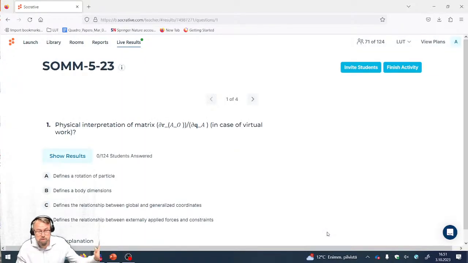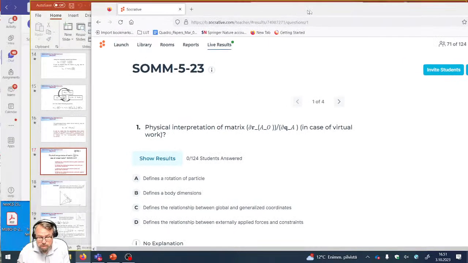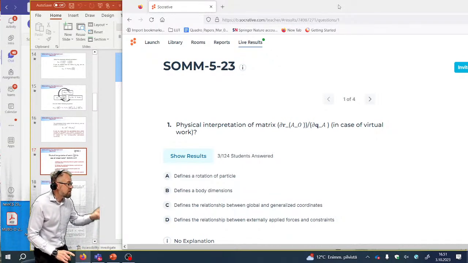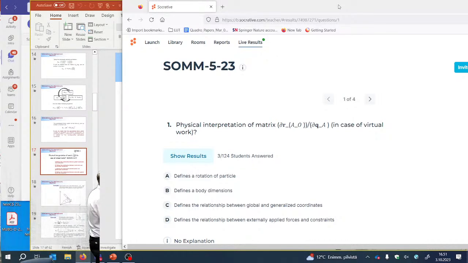Okay, now guys, take a look at what is in the slide here. This is not matching with my PowerPoint. So the options are: defines the rotational particle. Remember what we discussed about particle and its rotation. Then defines the body dimension, defines the relationship between the global and generalized coordinates. The final option is defines the relationship between the external applied forces and constraints.